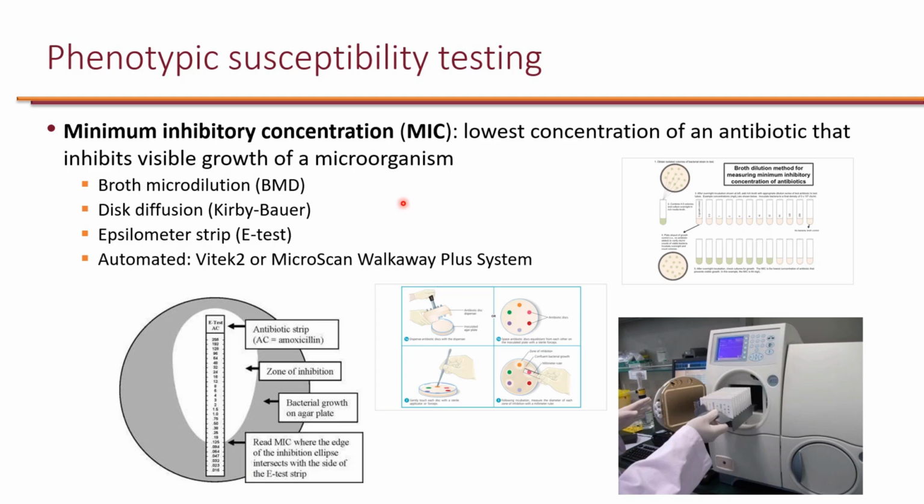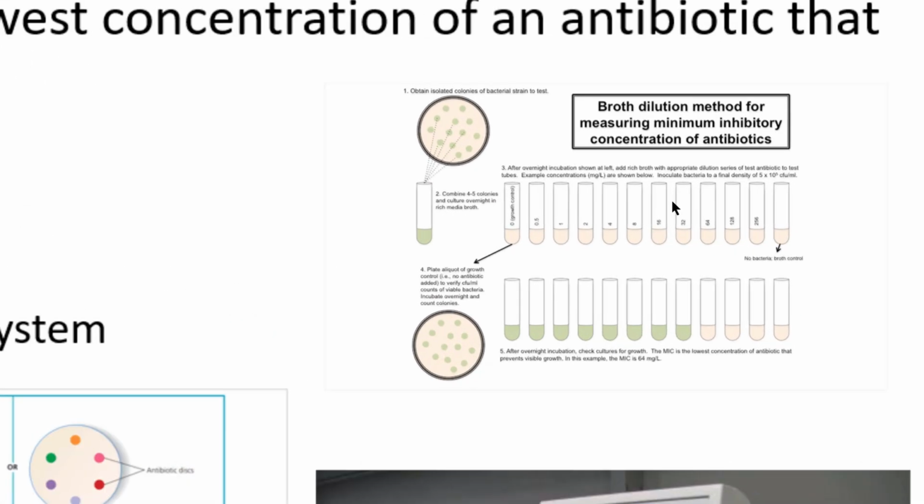And there are different ways to measure MIC. So the gold standard is the broth microdilution, and by gold standard I mean that this would be the reference method, and any other method would be a surrogate for the broth microdilution. And here's how broth microdilution works.